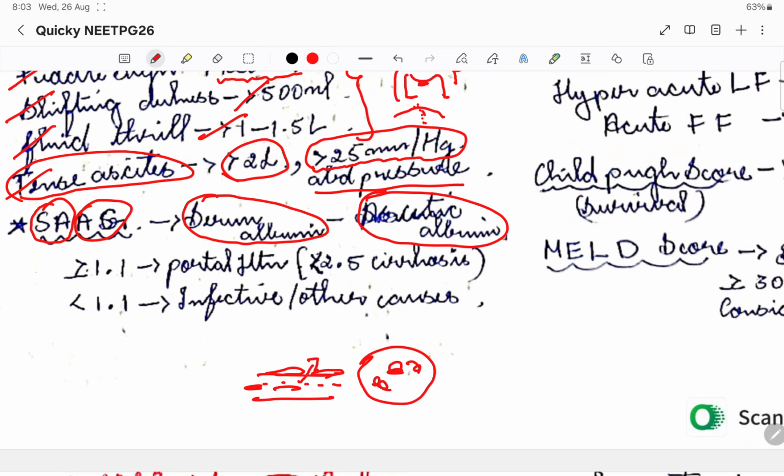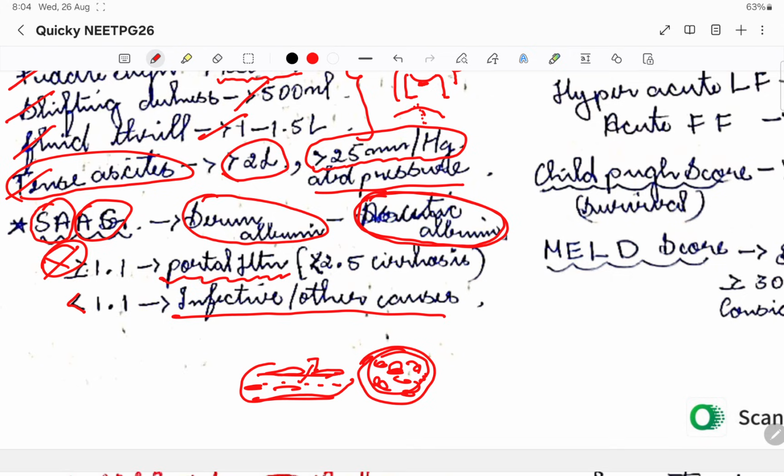Okay, so if the ratio or the gradient is more than or equal to 1, it is going to be portal hypertension. It is the portal hypertension that is causing the leakage of fluid. So it is basically a transudative fluid inside the ascites. But if it is less than 1, it means the ascitic albumin is high, meaning there is leakage of albumin inside the peritoneum. So that is why it is the infective cause that can be detected if it is less than 1. Okay, so please remember this SAAG ratio and the clinical significance of this SAAG ratio.